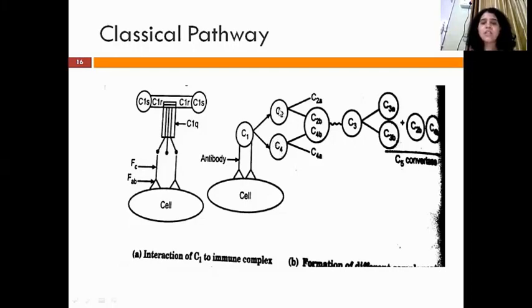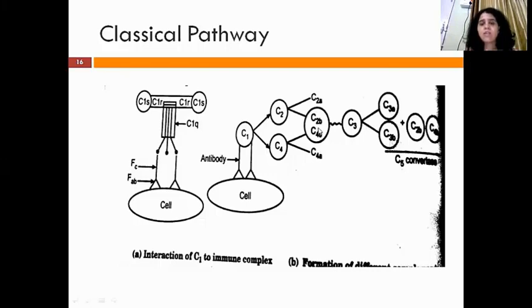Now, further, C2 will get activated into C2A and C2B, and C4 will get activated into C4B and C4A. This C2B and C4B is known as C3 pro-convertase, so it will activate the C3. That's why it is called pro-convertase. It will activate the C3 subunit, and this C3 subunit will get converted into C3A and C3B.